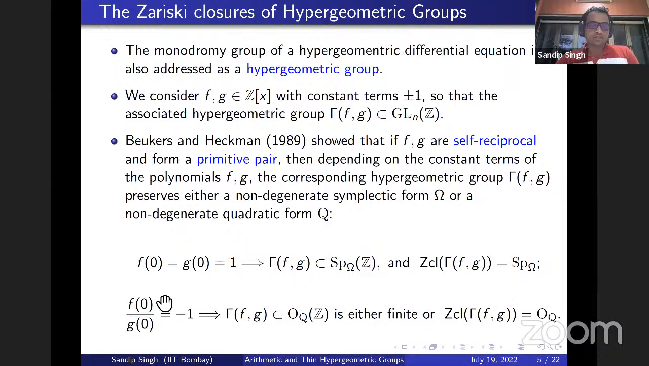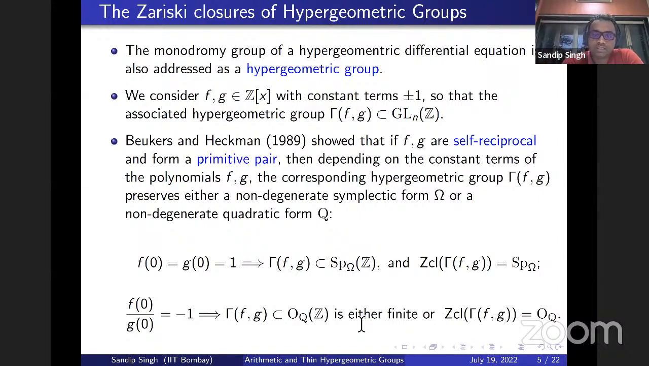And if F0 by G0 is -1, then gamma Fg preserves the non-degenerate quadratic form Q, and gamma Fg sits inside the integral orthogonal group as a Zariski dense subgroup if it is not finite. So Beukers and Heckman also determine the conditions when these hypergeometric groups are finite.